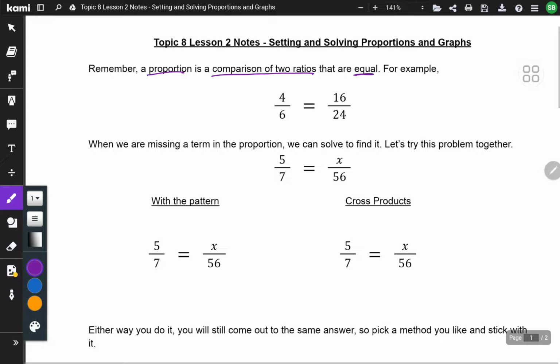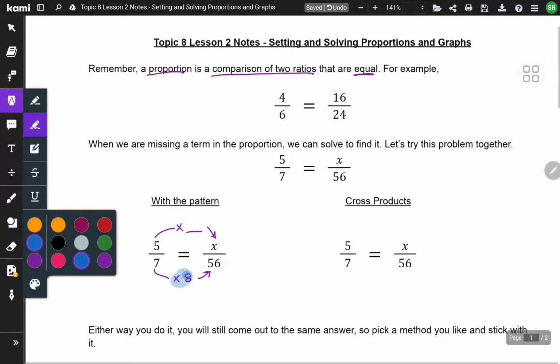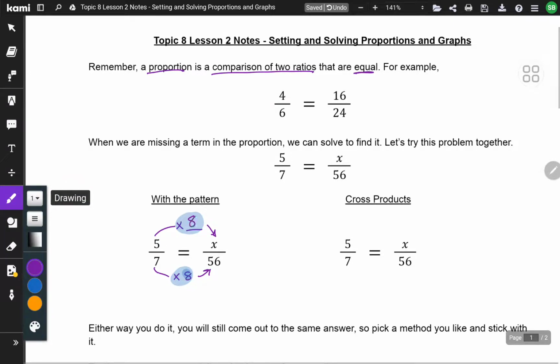Okay, how do I get from 5 to x over here? Well, again, I don't know what number to multiply by. But on the bottom here, I do know that 7 times 8 is 56. Like we talked in lesson 1, remember, whatever you do on the bottom, you have to do on the top. They have to be the same as each other. Okay, so I multiplied by 8 on the bottom. I have to multiply by 8 on the top. 5 times 8, I know, equals 40. So in this situation, x would equal 40.